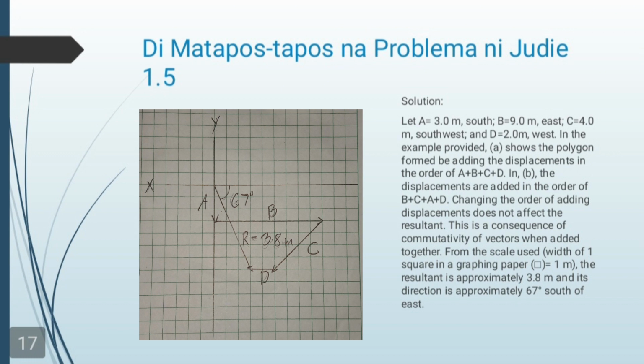Changing the order of adding displacements does not affect the resultant. This is a consequence of the commutativity of vectors when added together. From the scale used, the width of one square in a graphing paper is equal to 1 meter. The resultant is approximately 3.8 meters and its direction is approximately 67 degrees south of east.